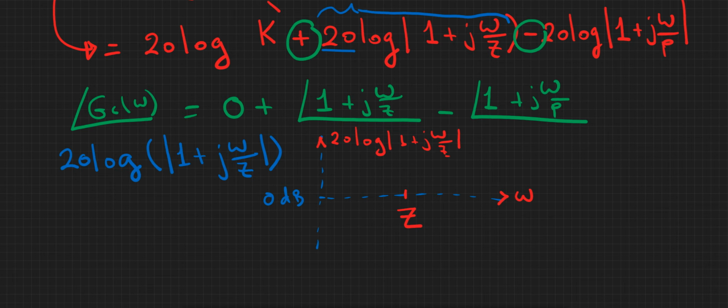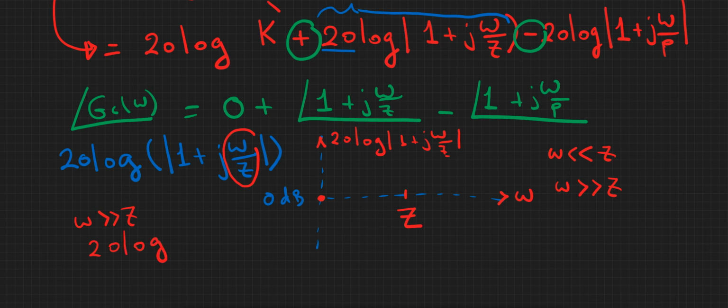First of all, there is a region where omega is much less than z, and there is a region where omega is much bigger than z. When omega is much less than z, we can basically ignore this term and it becomes 20 log 1, which is 0, so we are almost starting at 0. But what happens when omega is greater than z?